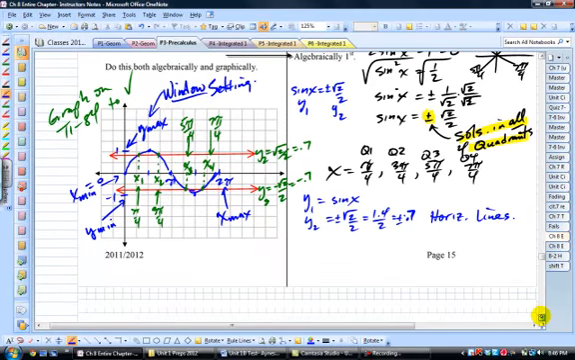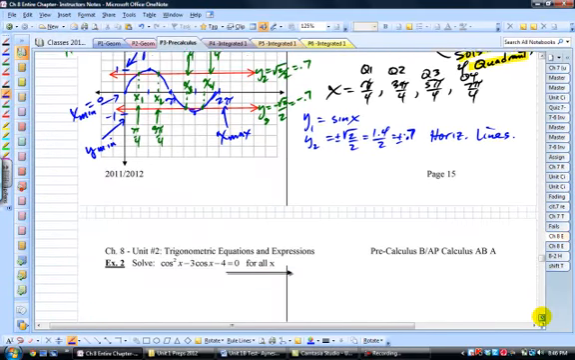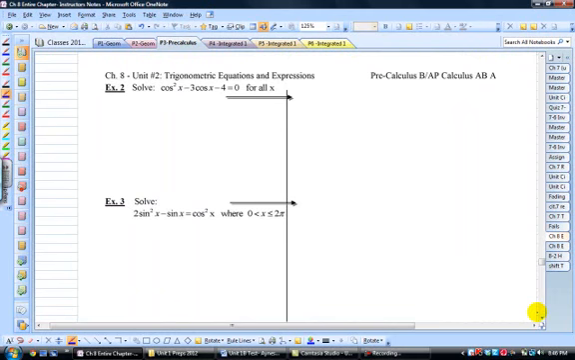Now they're not all that easy, so let's get into some more fun equations here. And let's solve them algebraically. So on this next one, on number 2, we're going to take a look at cosine squared x minus 3 cosine x minus 4 equals 0. And let me bring it over here so I can work on it. Cosine squared x minus 3 cosine x minus 4 equals 0.